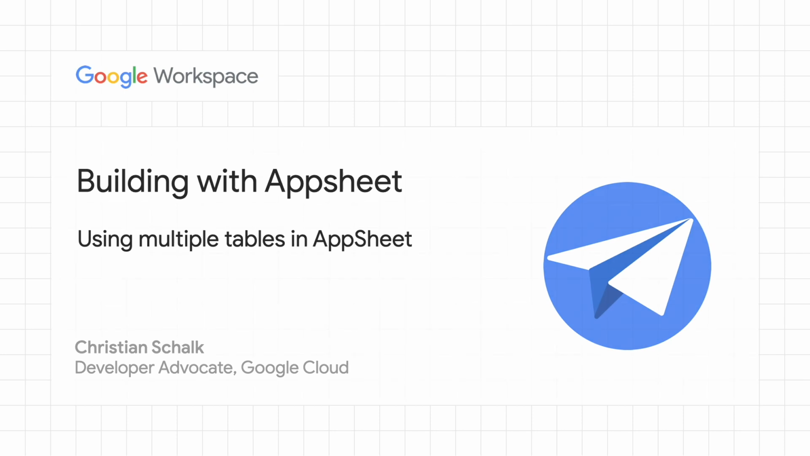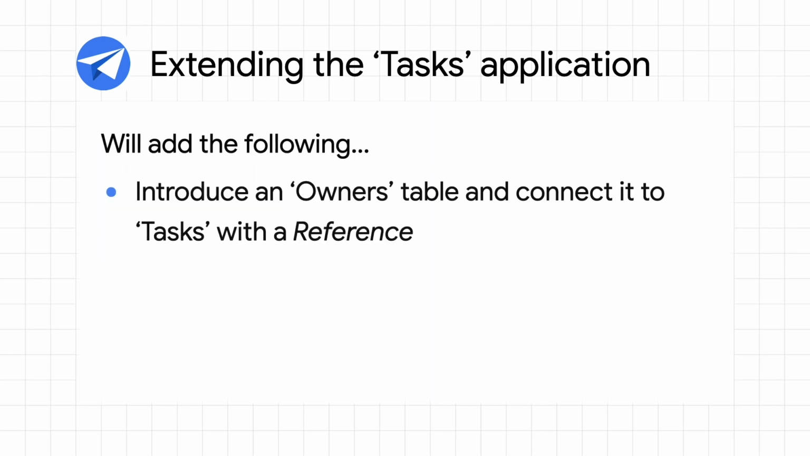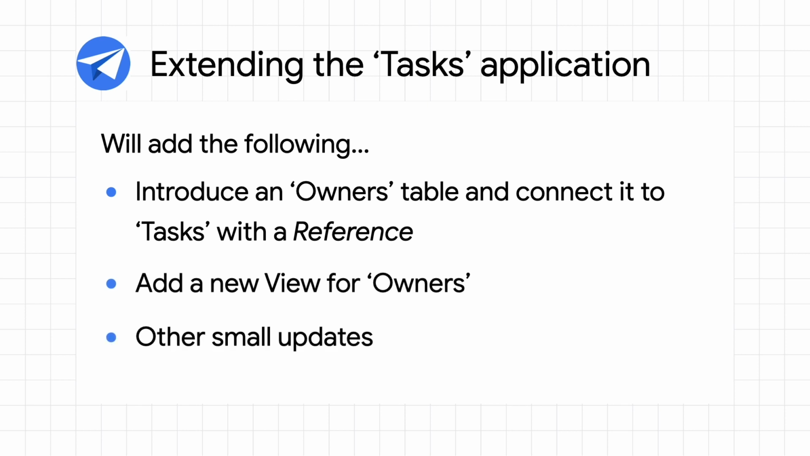Let's get started. So in this next demo, I'll be extending the Tasks application from the prior episode. I'll show how to connect the Tasks table to a new Owners table using an AppSheet reference. Additionally, to provide better visibility to the owner's data, I'll add and customize a new owner's view. Before jumping into the demo, though, here's some more information on AppSheet references and relational data.